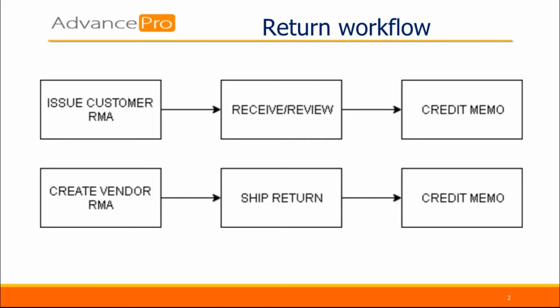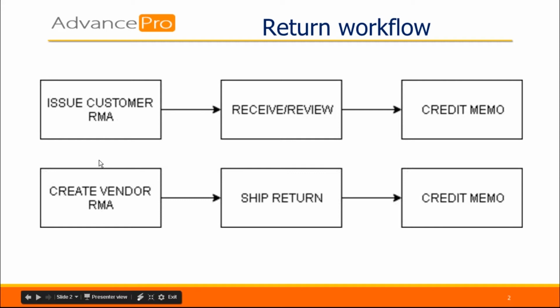In the case of a customer return, first you're going to issue a customer RMA, a customer return authorization, which is just like placing a sales order. Then you're going to receive the goods from the customer into your inventory. And finally, you'll have an optional step to create a credit memo or replace the item.